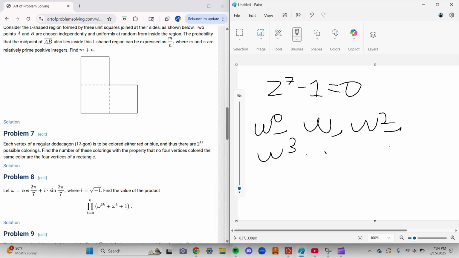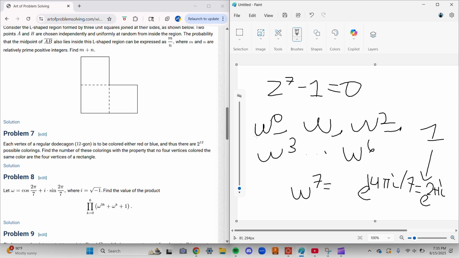Now, when is this going to stop? Well, when we reach w to the 6, which is e to the power of 12 pi i over 7, then we have to stop, because w to the 7 is going to be e to the power of 14 pi i over 7. But that's the same thing as e to the power of 2 pi i, which is already equal to 1, which is basically the same thing as w to the 0. We call these roots of unity. These are the 7th roots of unity, so the 7th roots of 1, all the complex 7th roots of 1.